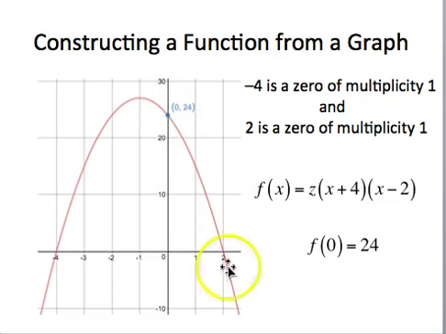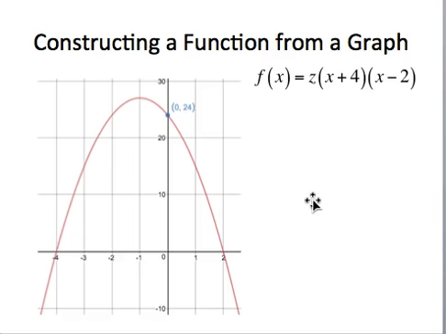f of 0 is 24. Now we can certainly use that. Plugging in 0 plus 4 here, plugging in 0 minus 2 there. 0 plus 4 is 4, 0 minus 2 is -2. 4 times -2 is -8. That's the sort of thing we're going to use to help us find that multiplier z.